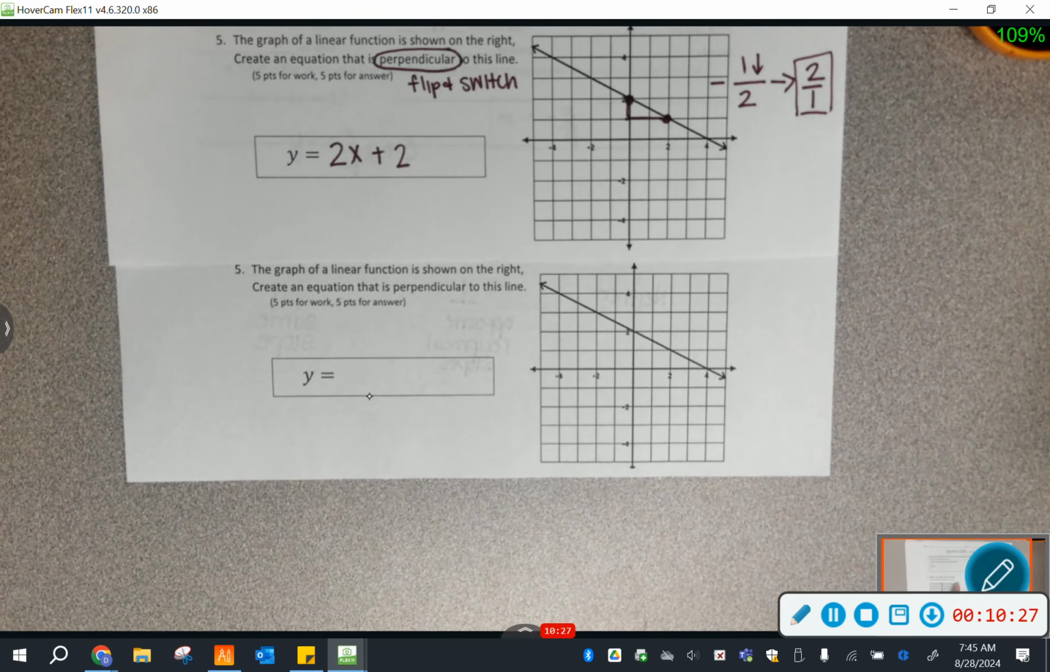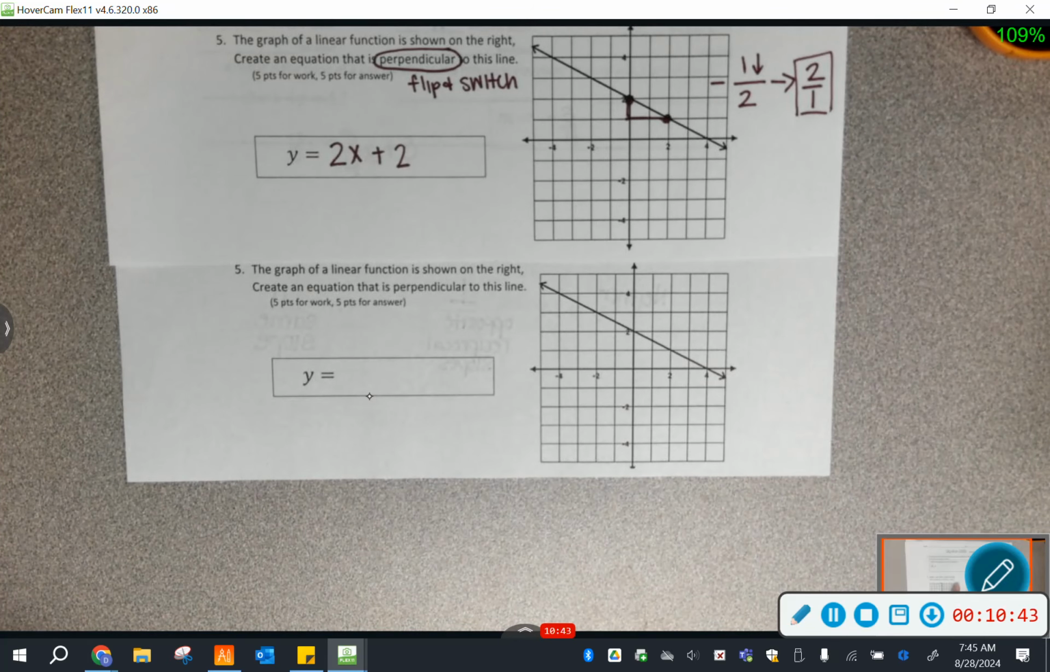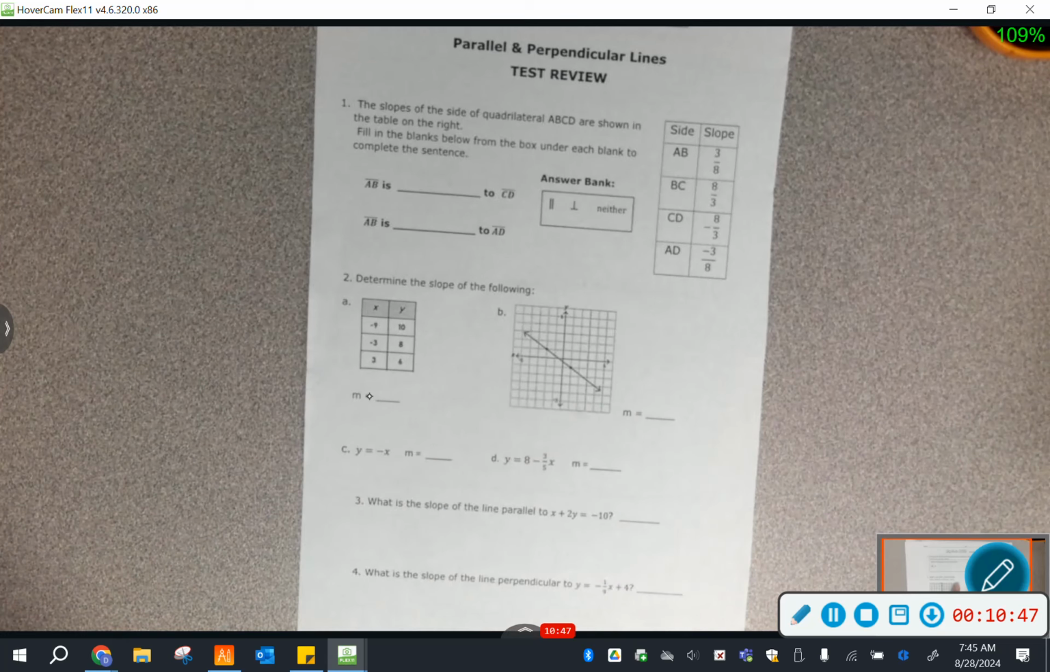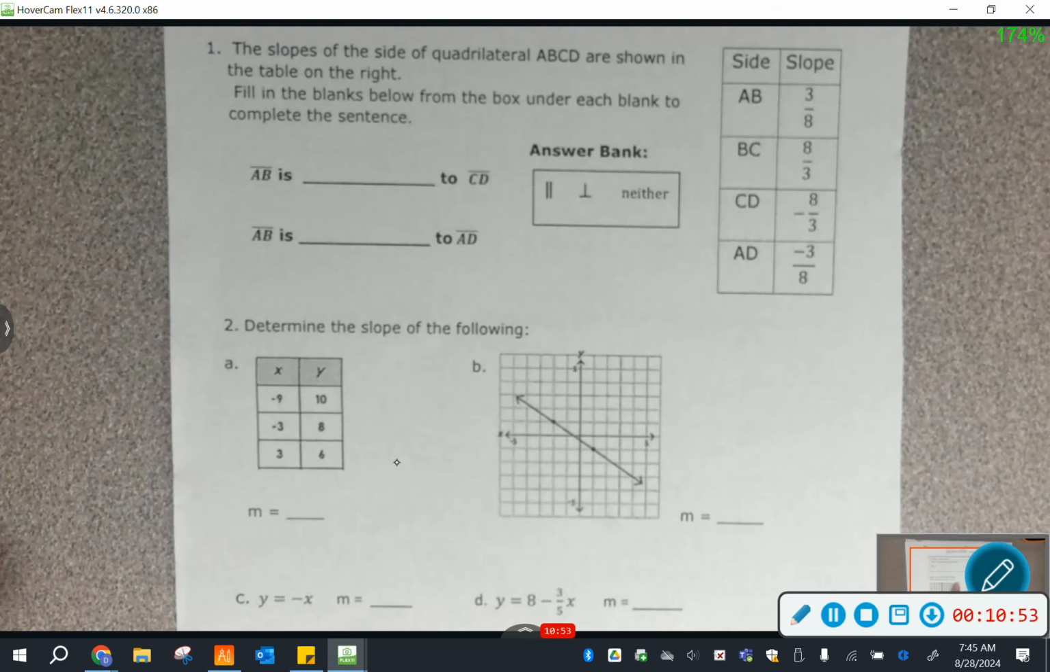What questions can I answer about the quiz? Okay, we spent 10 minutes on that. Now we are going to spend 10 minutes-ish. I can't believe I didn't charge. On the test review. Tomorrow when you walk in, you have a test. So let's go over this review.